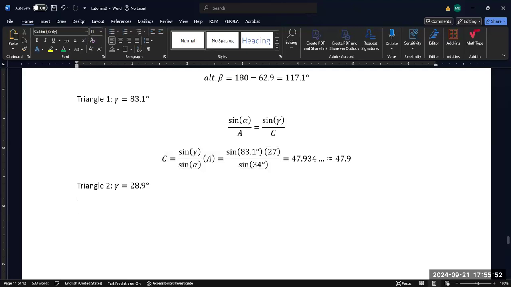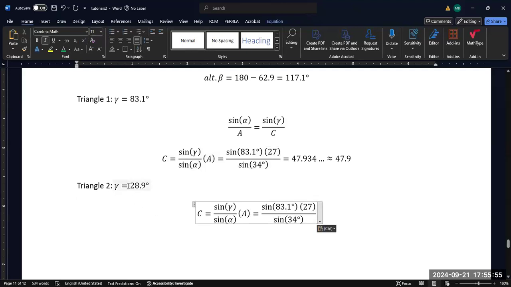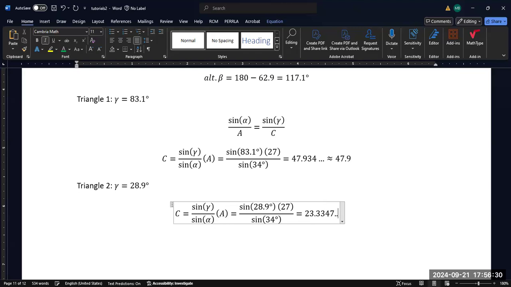And then we do exactly the same thing, but now for the second triangle, where our angle is not, in fact, 83.1, it's 28.9. Everything else remains the same. And we end up with, again, a shorter side. In this case, it's the smallest angle in the triangle, and therefore the shortest side, 23.3347 ... or 23.3 units long.